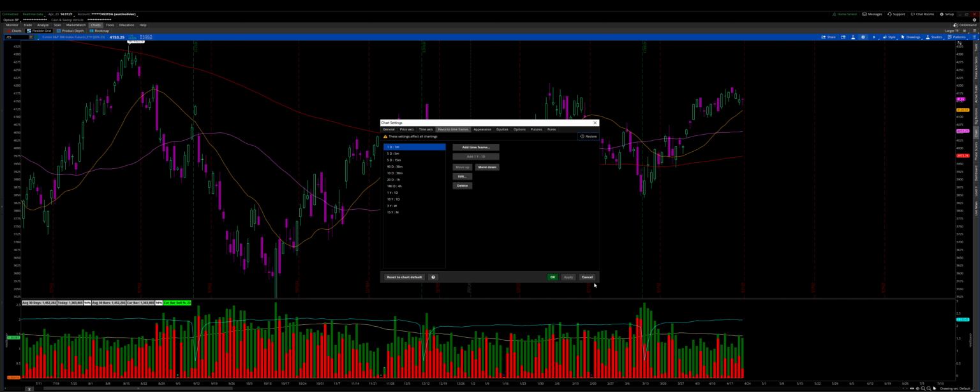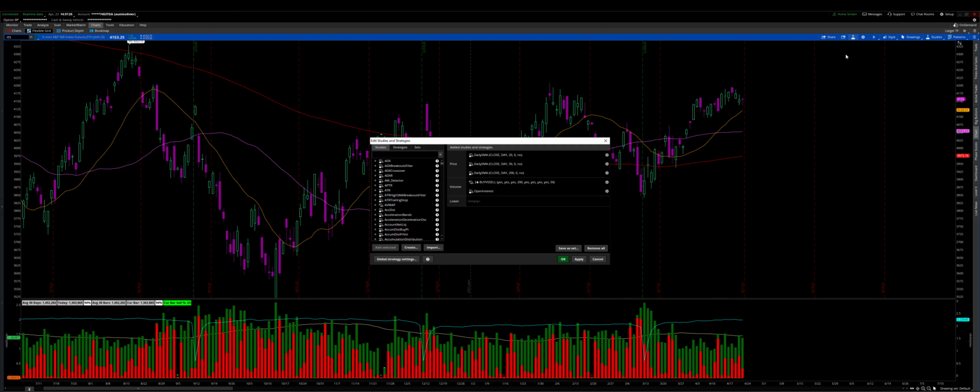So whenever I'm reviewing my charts, that is what I'm looking at. Now, if we go into my studies, you'll see that I have my daily SMA, the 20, the 50 daily SMA, and then the 200 daily SMA. Those are the ones I primarily look at whenever I'm looking at the larger time frame.